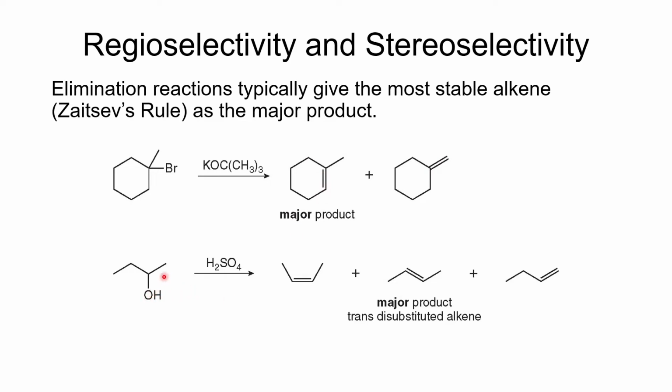For this elimination with sulfuric acid, we actually get three products when we include stereoisomers. We can eliminate between carbon 1 and 2 to give us the 1-butene. We can eliminate between carbon 2 and 3 to give us 2-butene, and there are two stereoisomers, diastereomers of that, cis-2-butene and trans-2-butene. The trans-butene is more stable by several kilojoules per mole, and so we will find it will be our major product.